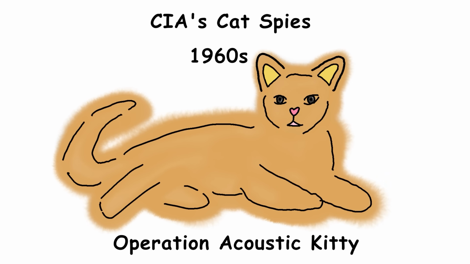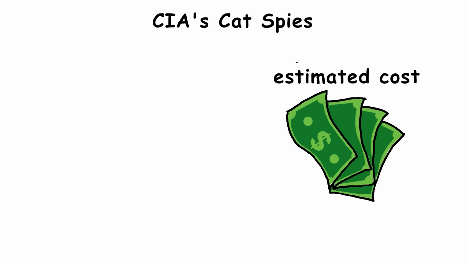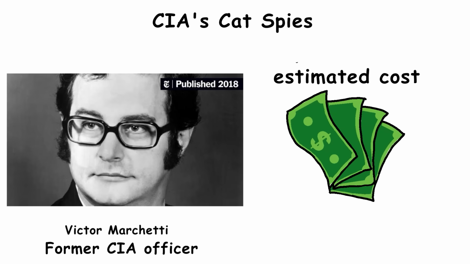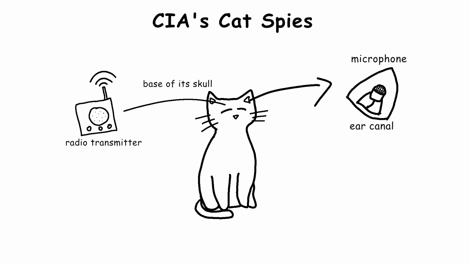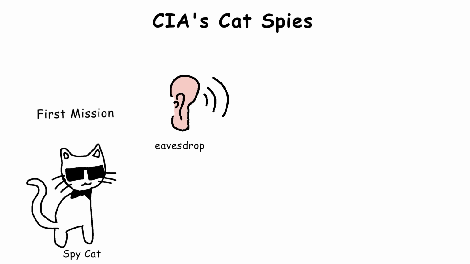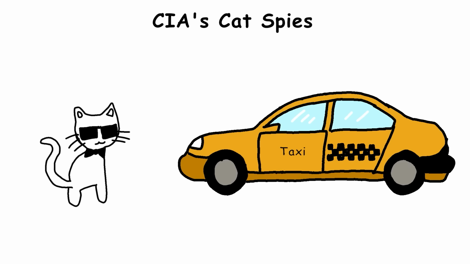CIA's Cat Spies. In the 1960s, Operation Acoustic Kitty was launched, which aimed to use cats as spies. This project's estimated cost, according to former CIA officer Victor Marchetti, was around $20 million, and the procedure consisted of implanting a microphone in the cat's ear canal, a small radio transmitter at the base of its skull, and a thin wire in its fur. The first mission of a cat spy was to eavesdrop on two men in a park near the Soviet embassy in Washington, D.C. The cat was released nearby, but was almost immediately hit by a taxi.